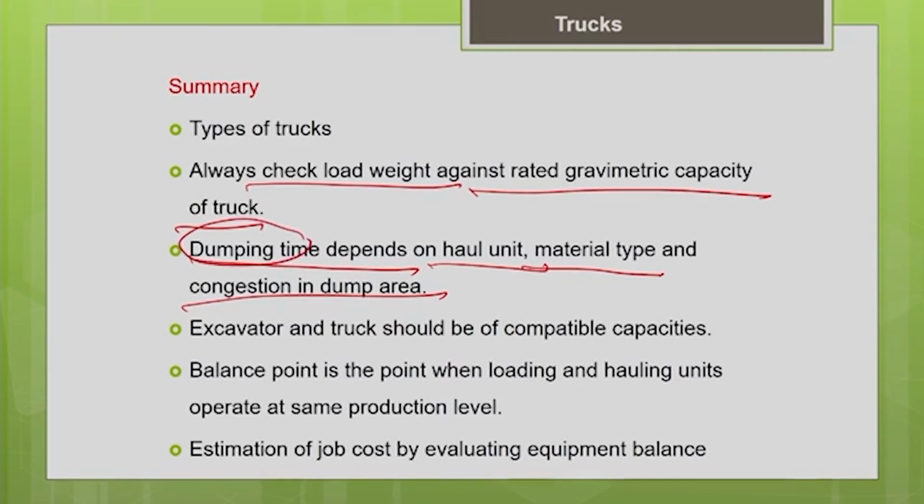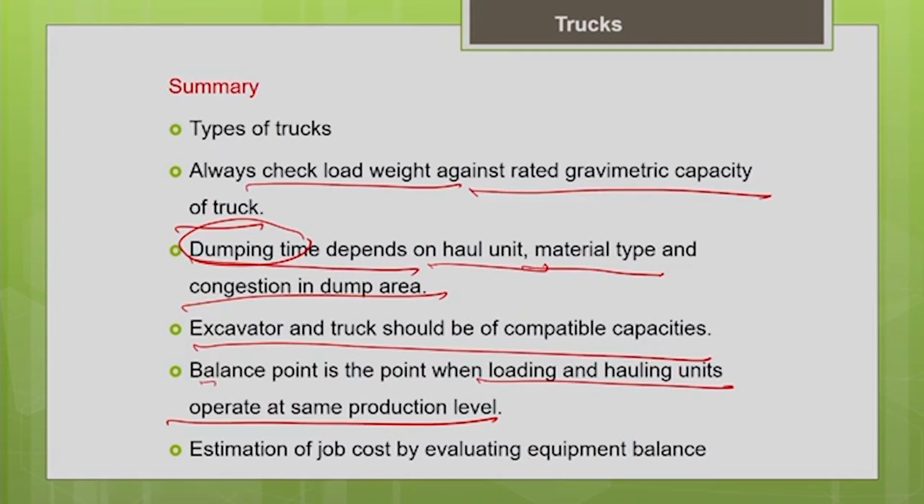All these things are going to affect your dumping time. When you work in a team with machines, all the interdependent machines should be balanced in their size as well as in number. Excavator and truck should be of compatible capacities. Based on studies, truck capacity should be 4 to 5 times the bucket capacity of the excavator. That is the ideal case. Then the number of machines also has to be balanced. At the balanced number of machines, both the loading unit and the hauling unit will operate at the same production level. You will get your maximum efficiency at the balanced number.